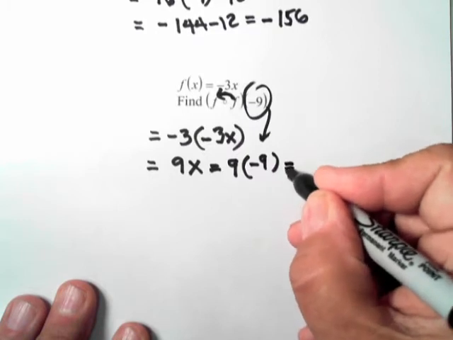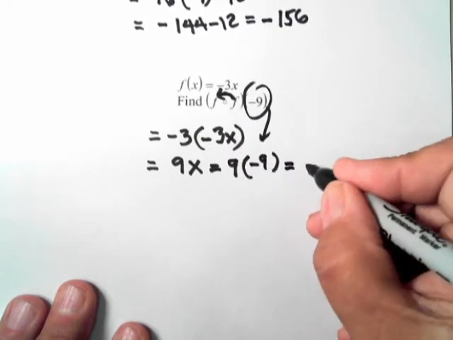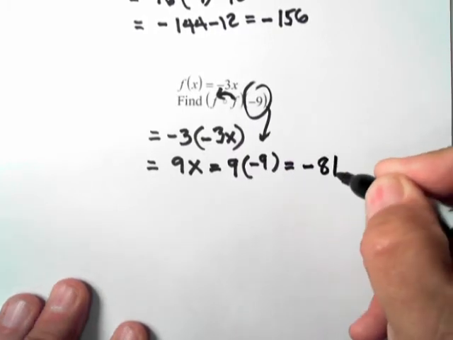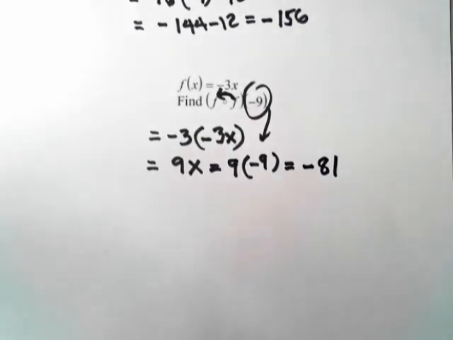So what do we end up with? Well, 9 times 9 is 81. Looks like it's negative 81. Okay, well, composition is not that difficult to do.